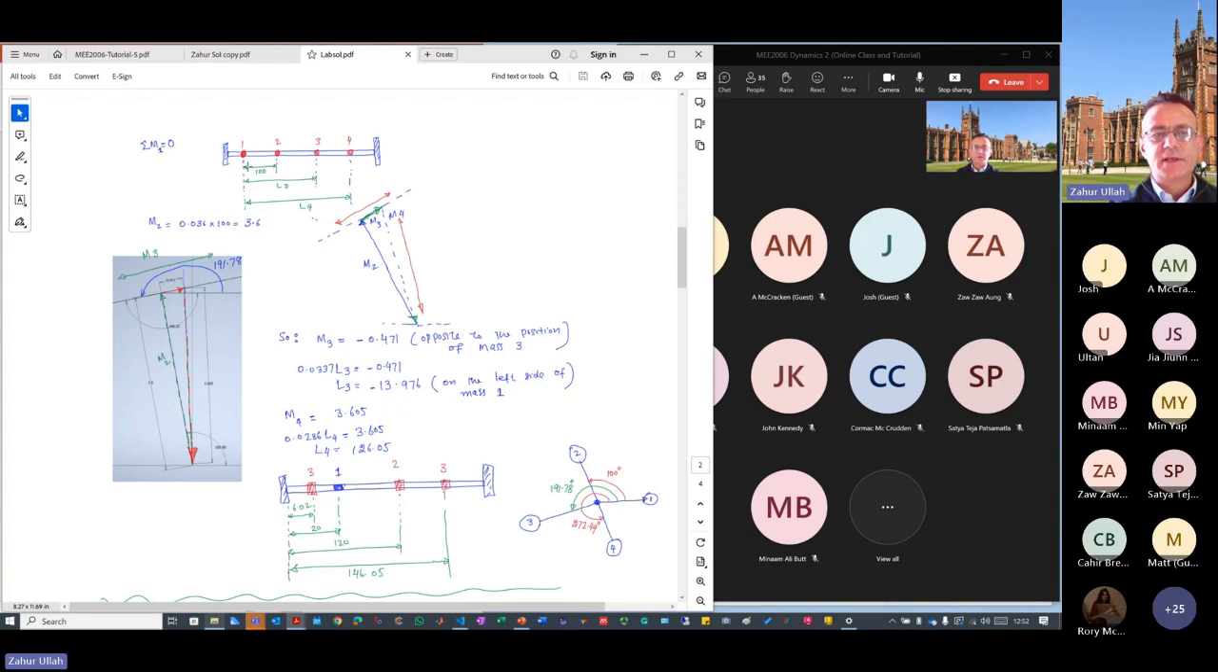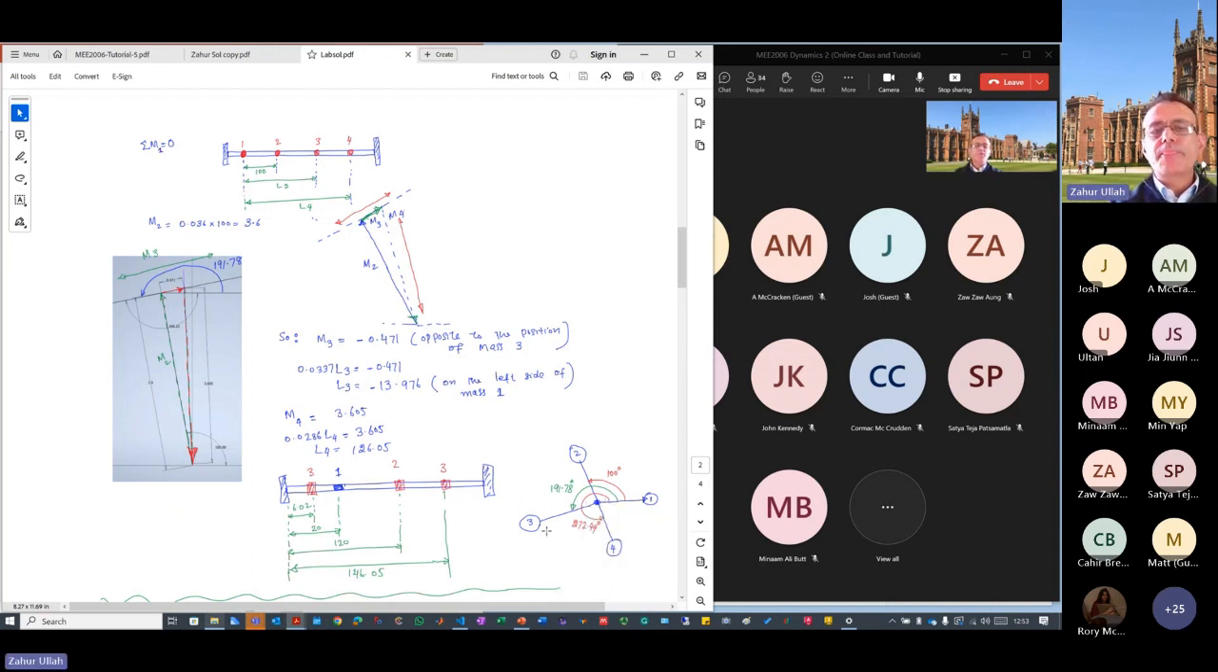So 100 is this distance. So this will be M2, so you draw M2 here. Now, because M3 will be the force times the distance, but we don't know the distance. Similarly, M3 will be F3 multiplied by the L4, but we don't know L4. But we know the angles here. We already calculated the angle, so we know that the force should be in this direction and the moment should be in this direction.